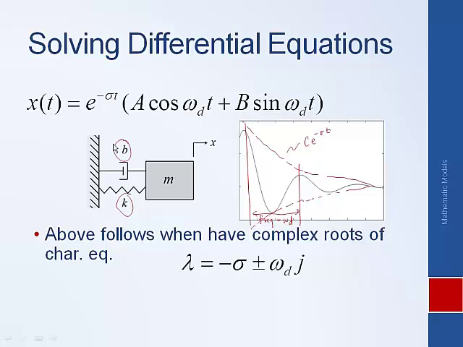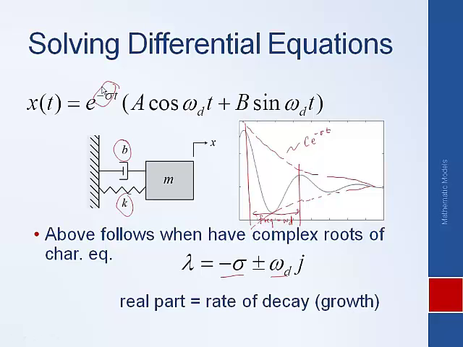And so looking at the root of the characteristic equation there, lambda, it has a real part, minus sigma, and it has an imaginary part, omega d. And each of those pieces of the roots tell us about the response of our physical system. In particular, the real part tells us how quickly the oscillation dies out, and the imaginary part tells us the frequency of oscillation.